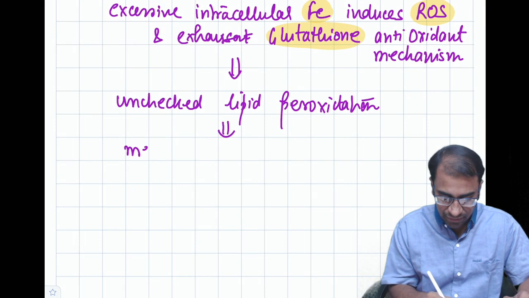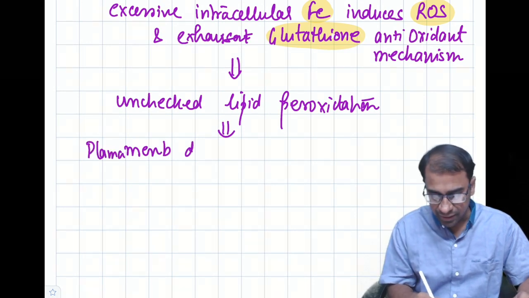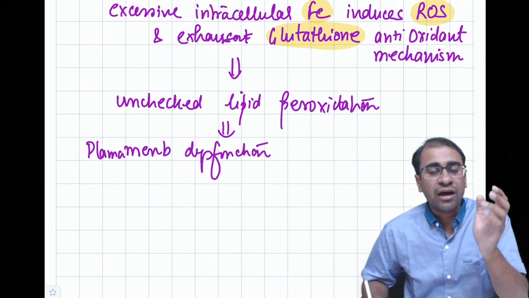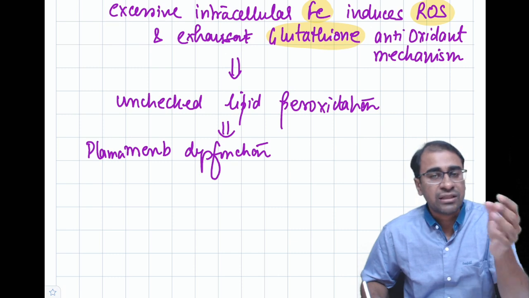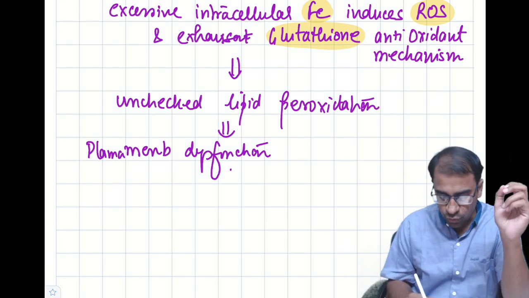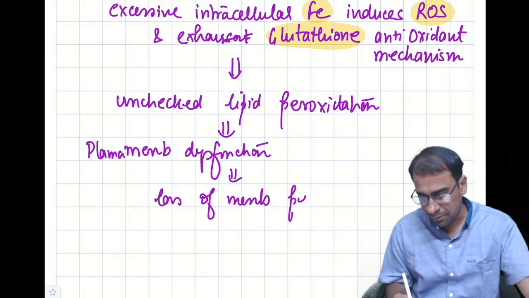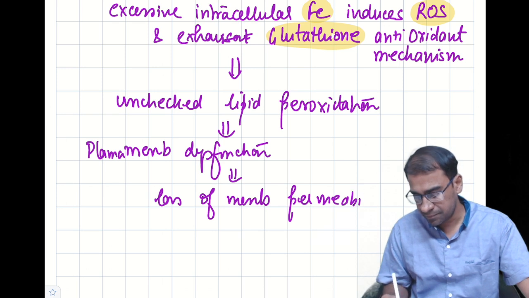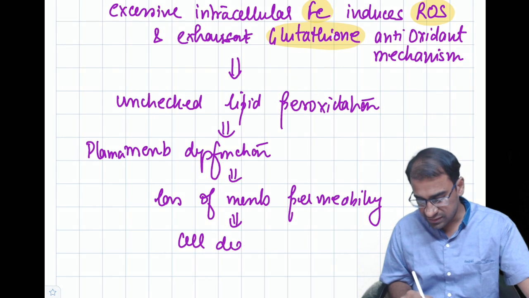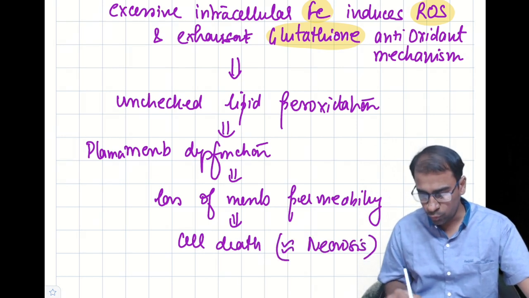And this lipid peroxidation, guys, causes membrane dysfunction. Which membrane? Yes, the plasma membrane. The plasma membrane dysfunction includes the lipid and protein interaction, the ion transport, the fluidity, everything is affected. This causes complete loss of membrane permeability, and this leads to a cell death looking like necrosis.